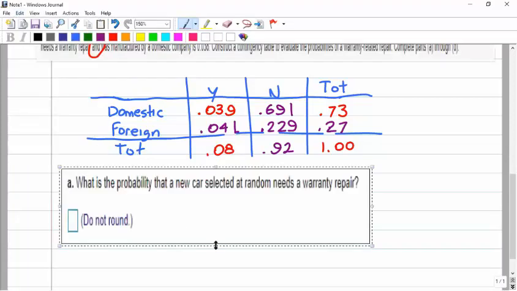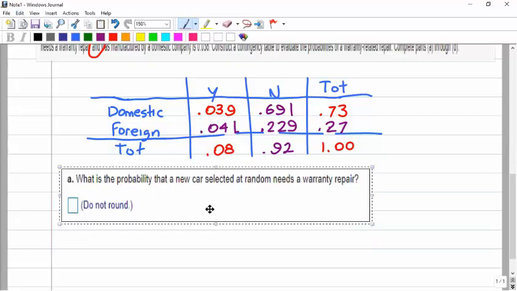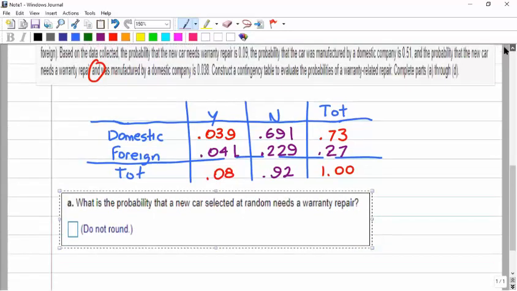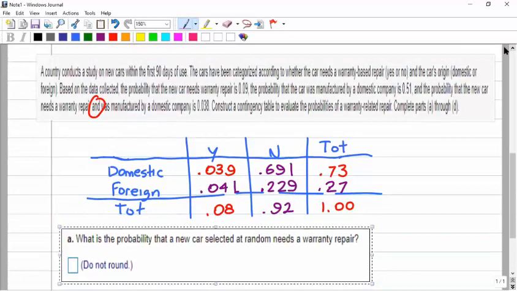What is the probability that a new car selected at random needs a warranty repair? Let me read that. Am I missing something up here? Is it that easy for this one? Well, I think it's just the .08.